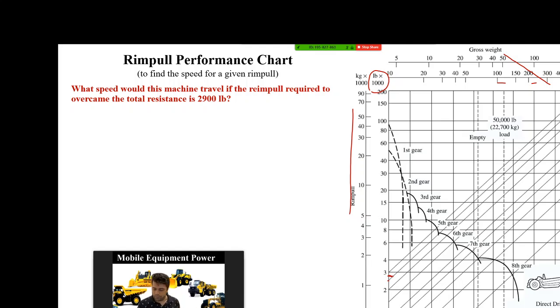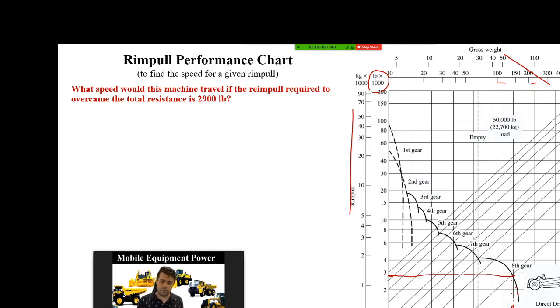Okay, so we found this number so far, and now if you draw a horizontal line until that horizontal line intersects with one of the curves, okay? So it will intersect with the curve of the 8th gear, okay? And now, this is the intersecting point, and if you go down from here, the number you will find is 30, okay? That's as easy as this.